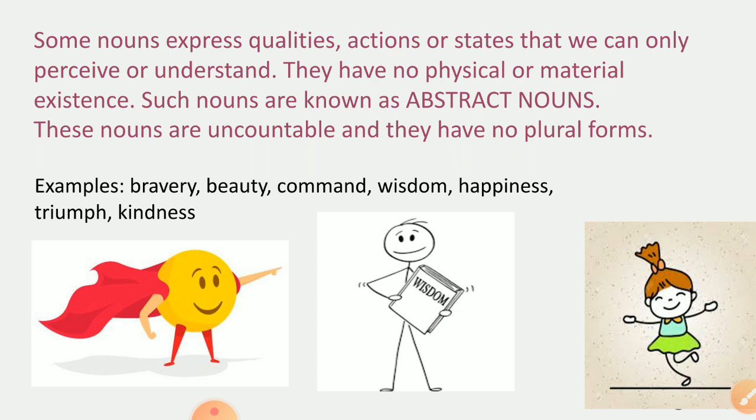Here you can see an emoji wearing a cape. He's showing bravery. There is this person standing with a book of wisdom. Looks wise, means he has got wisdom. He's a wise person. And the third cartoon is expressing happiness. Happiness of that girl. Now these emotions, the actions, okay, these all are abstract nouns. I hope you all understand it.